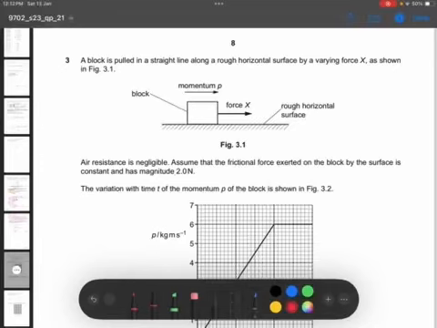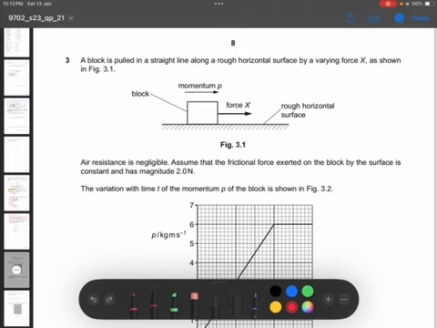in a straight line along a rough horizontal surface. Obviously, if the surface is rough, then it means that there will be frictional force, and remember, frictional force always acts in the opposite direction by a varying force x. So we are saying this force x here, it's a varying force, it's not a constant force. It will change that force x.